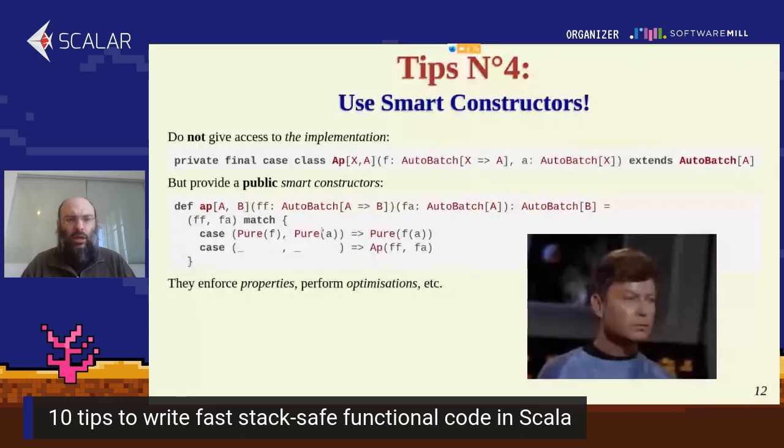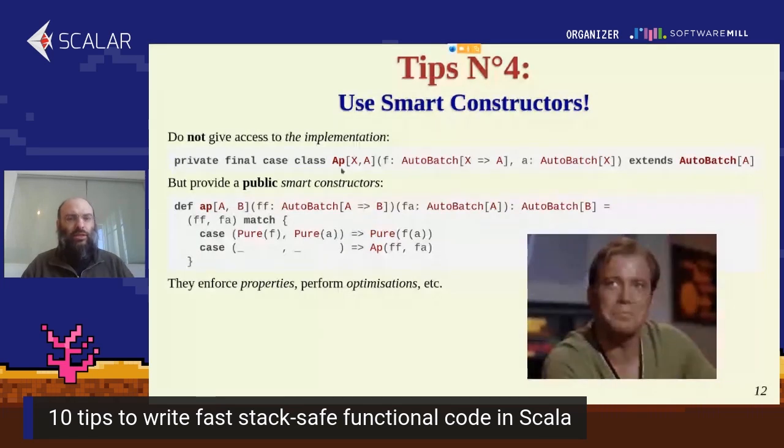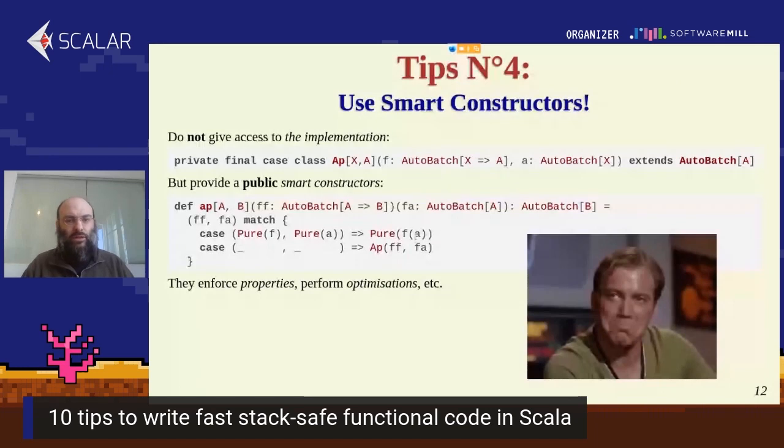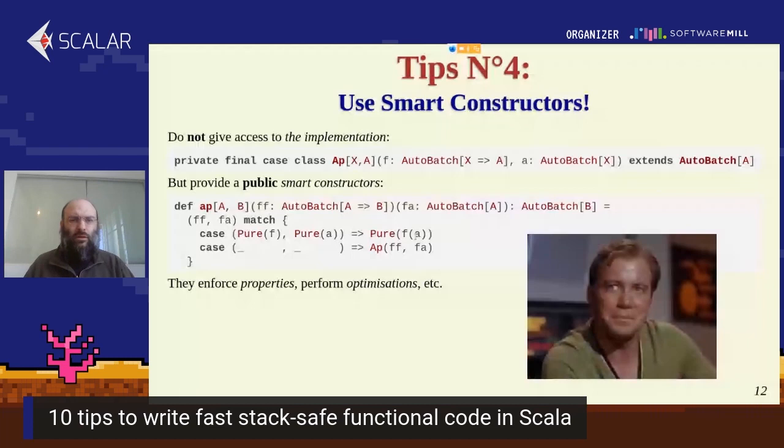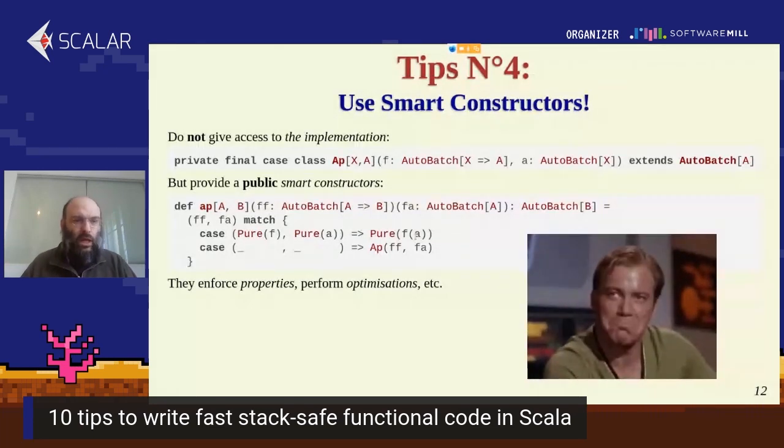if we have a pure on both sides, so in the FF and the FA, then there's no need to actually build a case class App. We can just directly apply the function to the argument. So we completely bypass the need to build complex structures and then realize in the evaluator that, oh, we can actually perform it directly. Everything that can be done directly is done directly.